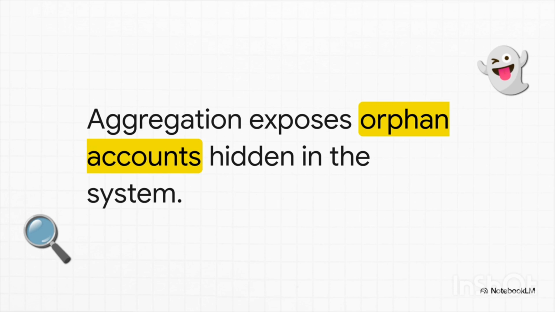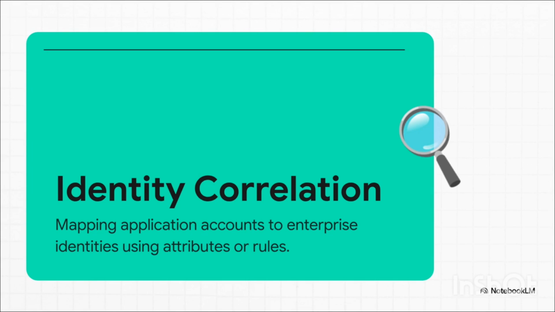To actually solve the mystery of who owns what, we rely on identity correlation. This is simply the process of mapping those raw technical application accounts back to your enterprise identities. And you do this by looking for shared attributes. Maybe it's matching up an employee ID, an email address, or even engineering a custom correlation rule to figure out that jsmith01 in some legacy system is in fact John Smith in HR.